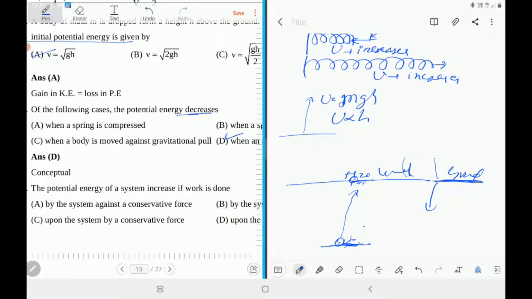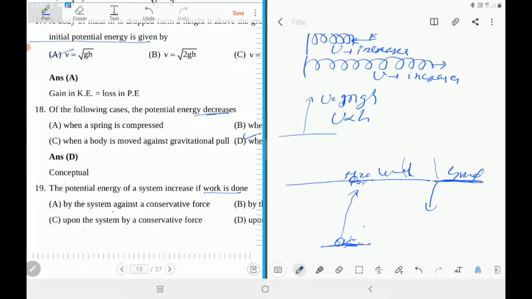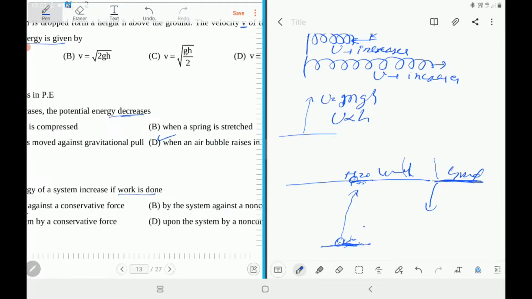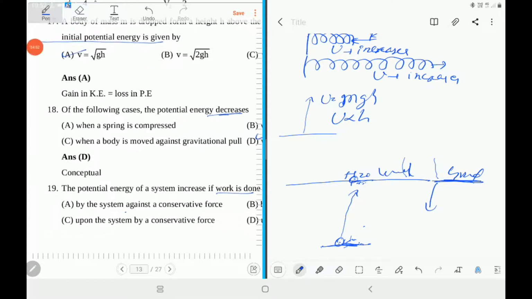The potential energy of a system increases if work is done. Potential energy increases in which of the following cases? If work is done by the system against a conservative force, by the system against a non-conservative force, upon the system by a conservative force, upon the system by non-conservative forces.